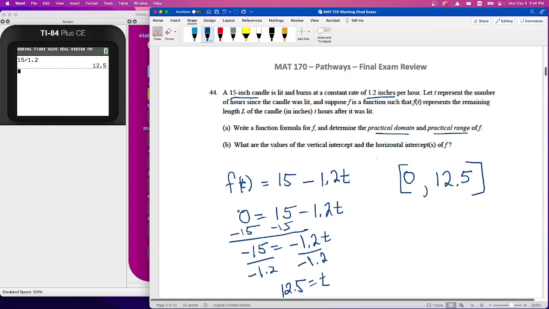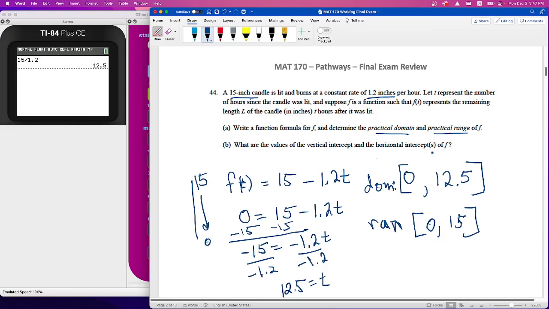Practical range is the output. So certainly we start at 15, right? When t is 0, we'll have a 15-inch candle, and then after it all burns down, we'll get down to where there's 0. The range is actually going to be sort of the same. We're thinking the candle goes from 15 inches all the way down to 0. So that's going to be our y values, but we always list the range and the domain from smallest to largest. So we'll list it going from 0 to 15, when in fact time-wise it's starting at 15 going down to 0. But that's the domain and the range.